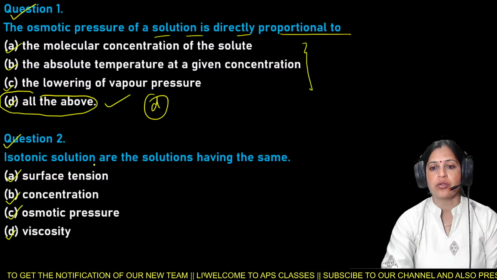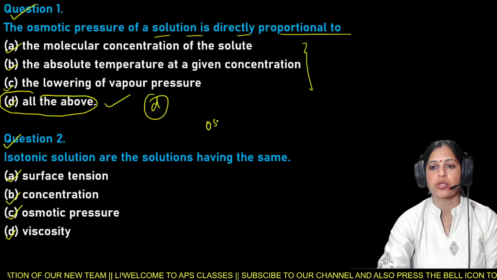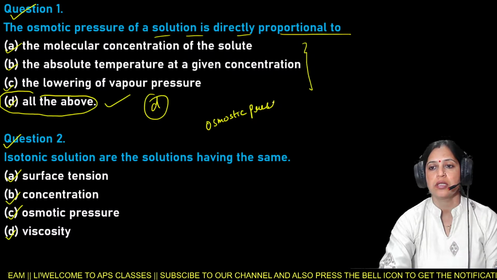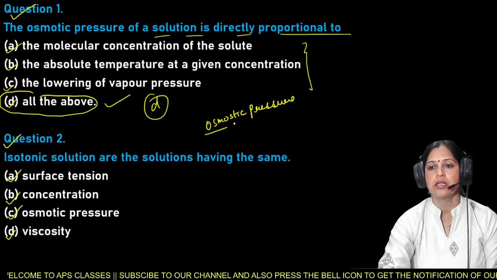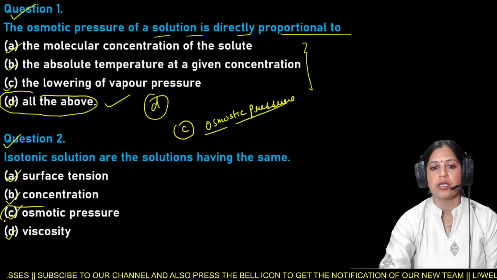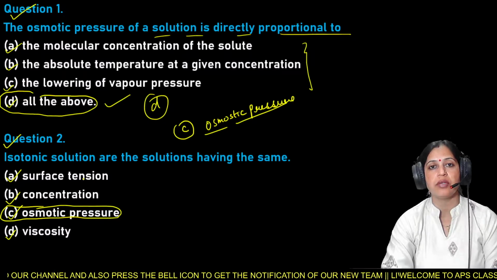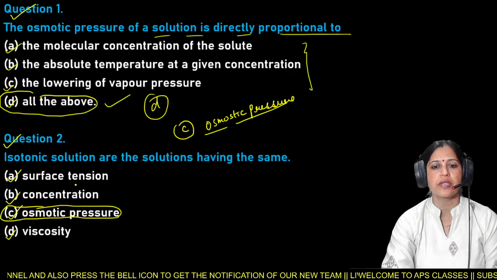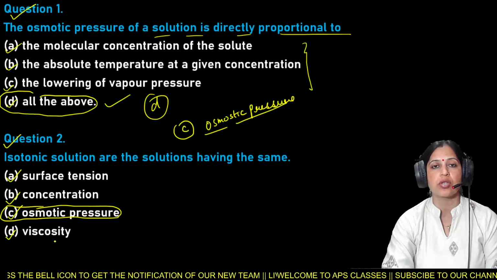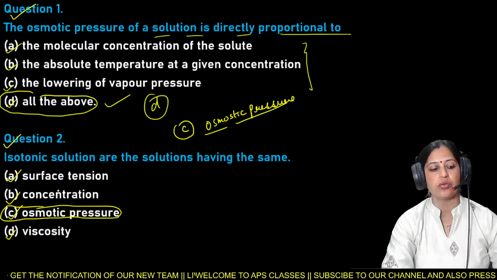So isotonic solutions are the solutions having the same osmotic pressure. Not surface tension, not concentration, not viscosity, but the same osmotic pressure. So option C is the right answer for question number 2.